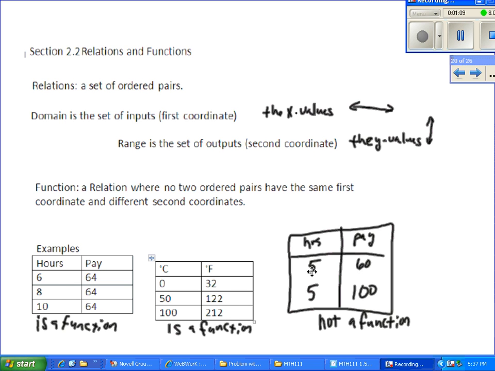Whereas over here, if you work 5 hours and one day you get paid $60, and the next day you work 5 hours and get paid $100, that's not a function because the input, the original value we're starting with, produced two different outputs.